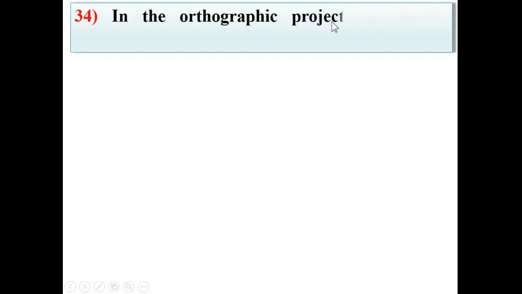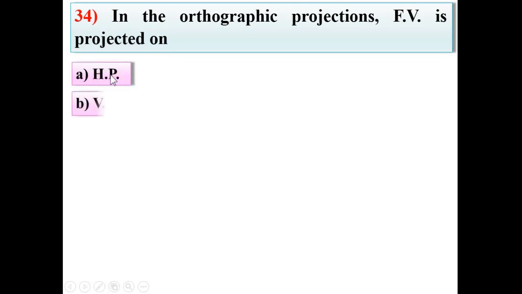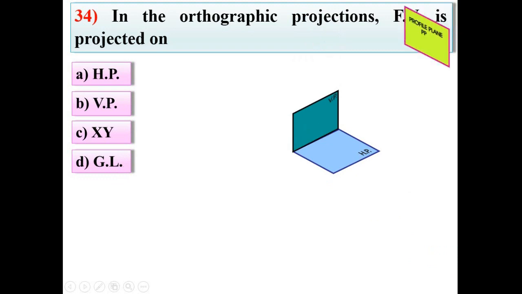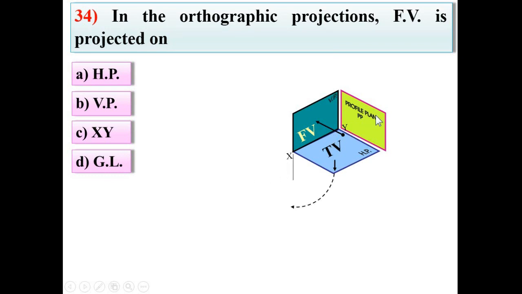Next, in the orthographic projections, front view is projected on: HP, that means horizontal plane, VP, that means vertical plane, XY, GL means ground line. So HP, VP and PP, so your front view is projected always on the vertical plane, top view is projected on the horizontal plane, and side view is projected on the profile plane. So now here the question, front view is projected. So very simple, front view is projected on VP. You can see over here. So B is the right answer.